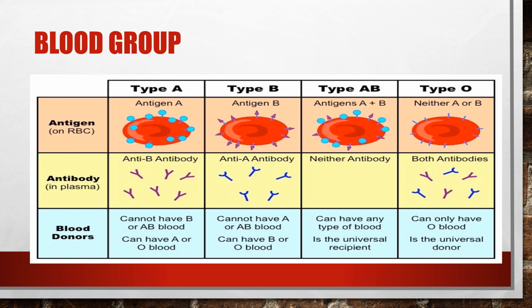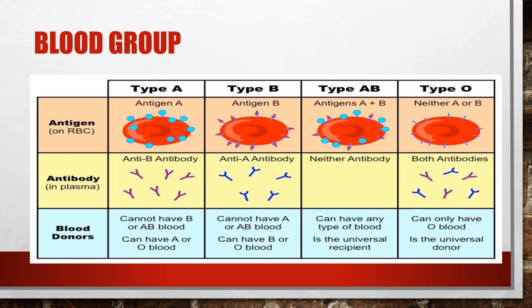Over here you can see the diagram. Antigens are proteins present on the surface of RBCs. In the first flowchart you can see the RBCs with different antigens. There are four blood groups: type A, type B, type AB, and type O. In the first column you can see the antigens. Blood group A has antigen A, blood group B has antigen B, AB has both antigens A and B, whereas O has neither A nor B.